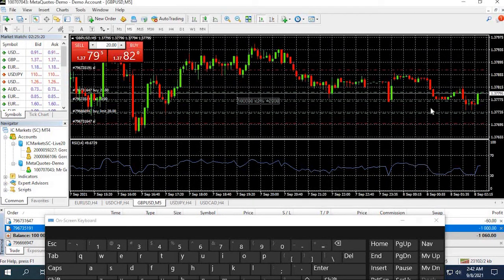Click modify, right, and here is the stop loss. Right, there it is, 100 pip, $2,000. Right, so I'm risking $2,000, 100 pip with a 20-cent lot size.